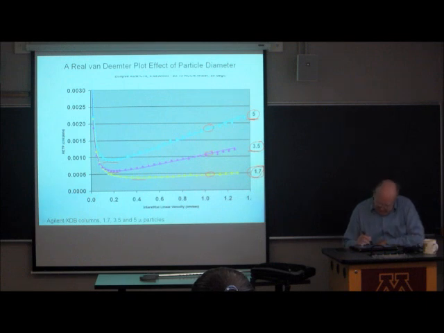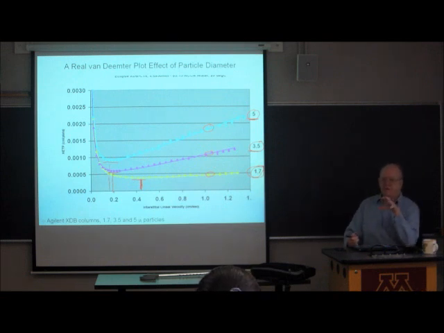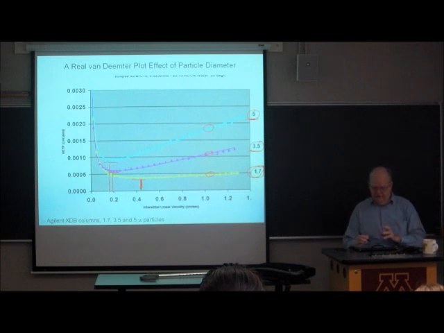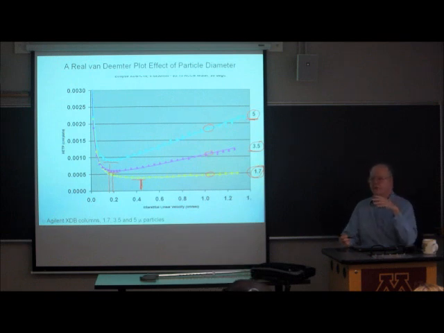The slope of the 1.7s is definitely smaller than the slope of the 3.5 micron particles. The optimum velocity is distinctly higher for the 1.7 micron particles than for the 3.5, than for the 5 micron particles. And a few minutes ago, we concluded that you wanted the optimum velocity to be high because it gets the analysis done quicker. So clearly there's been a significant improvement in performance of HPLC columns as the particles were made smaller.